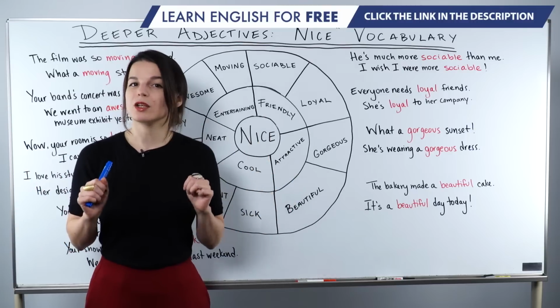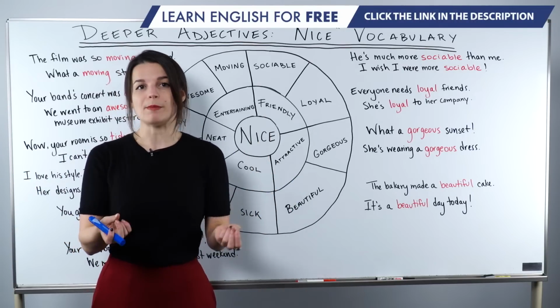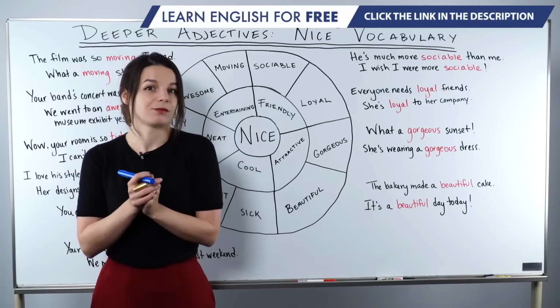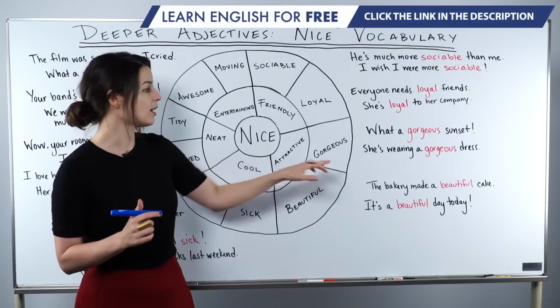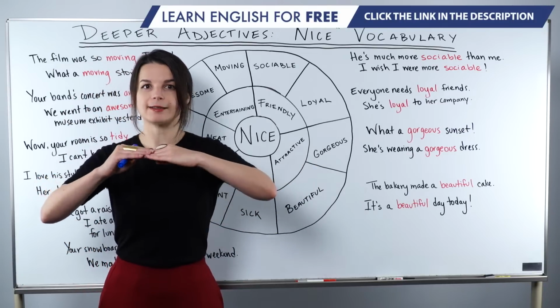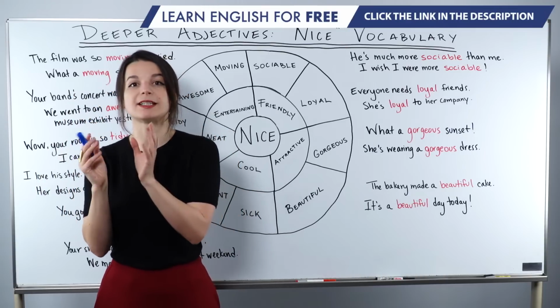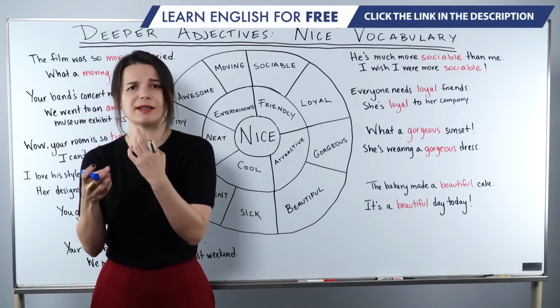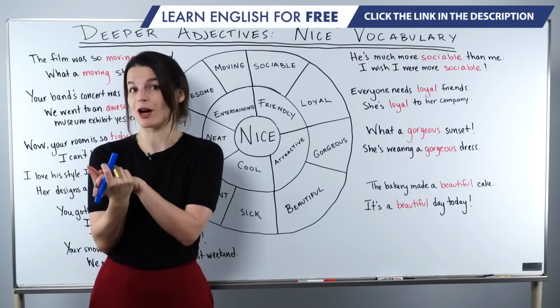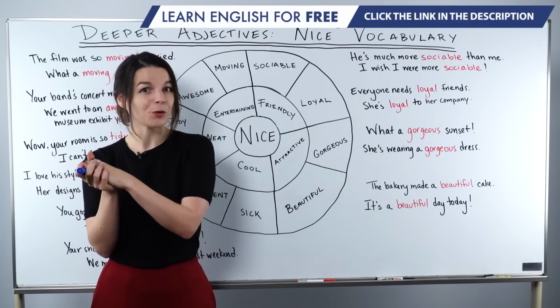We typically use beautiful when we're talking about people to describe women, but we can use it with men as well. The other word here is gorgeous. Imagine gorgeous is like a step above beautiful. We use it for things that feel really, really special, or maybe they feel a little bit expensive if we're talking about objects.